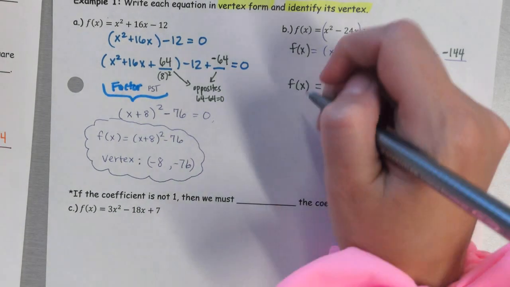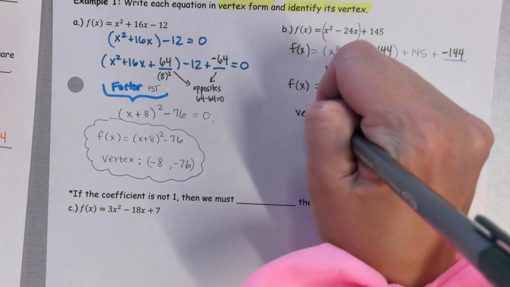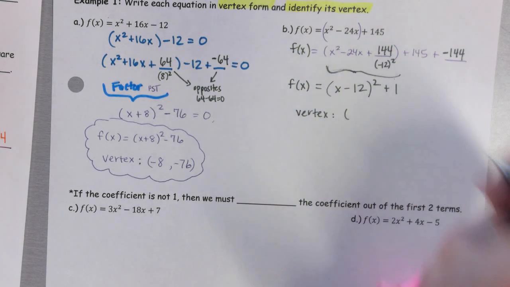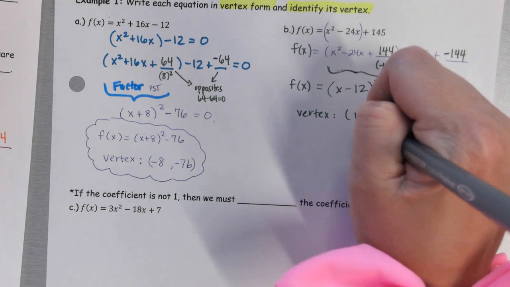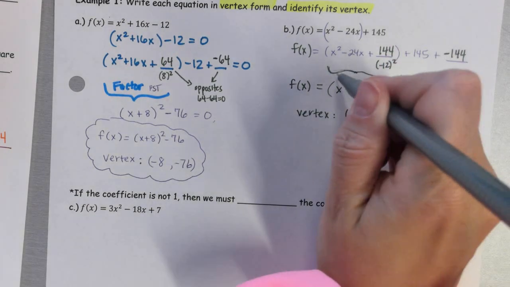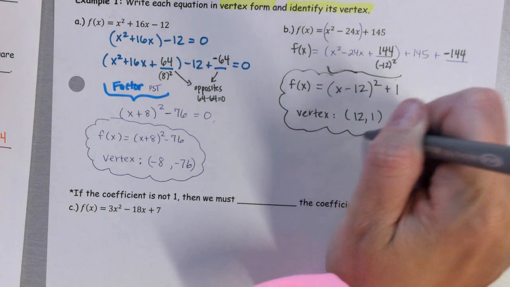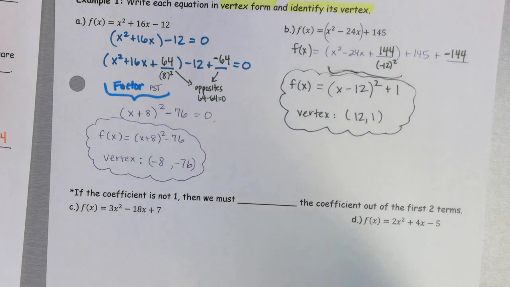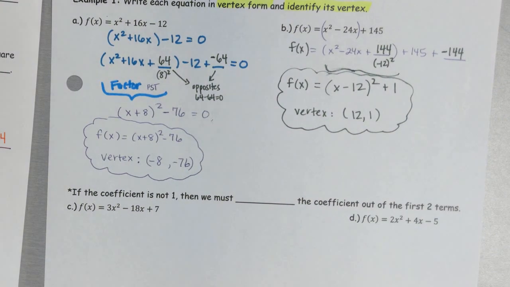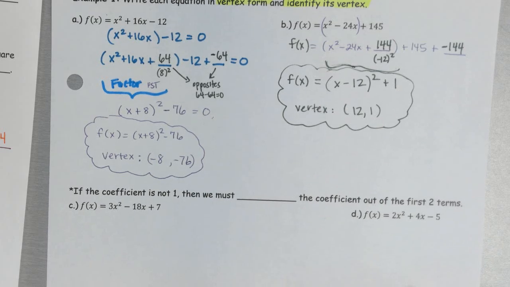Okay, so go ahead and tell me what the vertex is for this one. Yes, 12 and 1. Good. Okay, so the opposite of what you see, so the opposite of that negative, but then the outside one is going to stay the same. Excellent. Okay, good. Do you guys have any questions about that one?